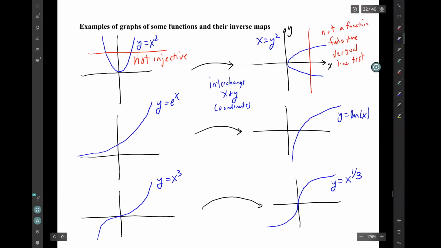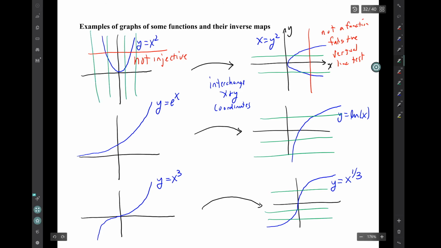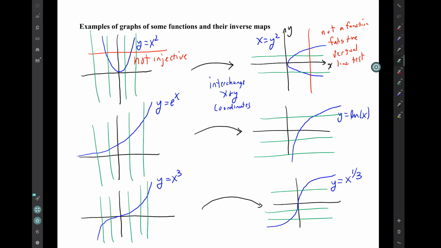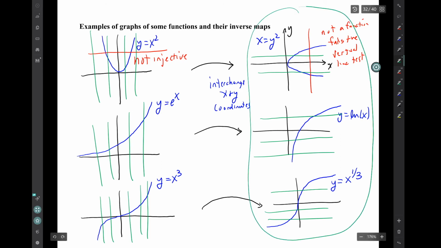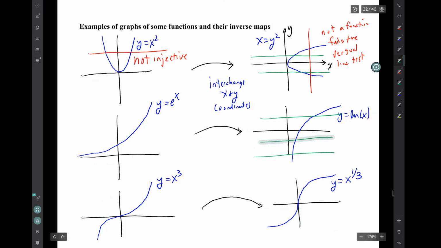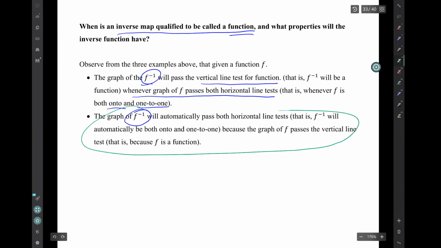Let's go back up and look at that. On these graphs, these graphs pass the horizontal line test. Now, why? Well, all of those green lines correspond to vertical green lines over on these graphs of the original functions. Well, these original graphs are functions, so they pass that vertical line test for functions. So when I flip all those graphs to obtain these graphs, those graphs are going to pass the horizontal line tests. So the graph of f inverse will automatically pass both horizontal line tests.